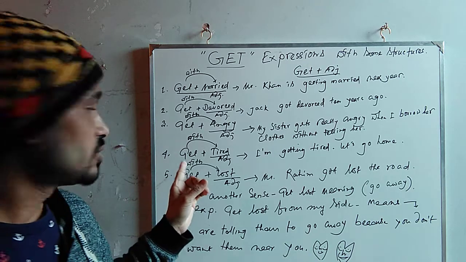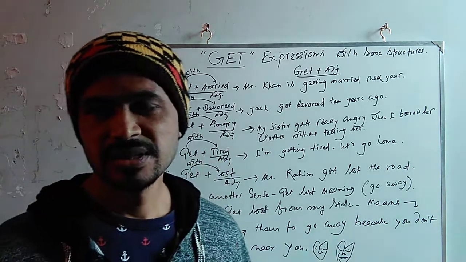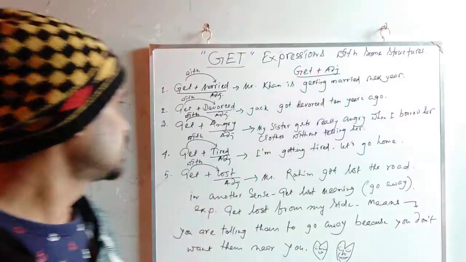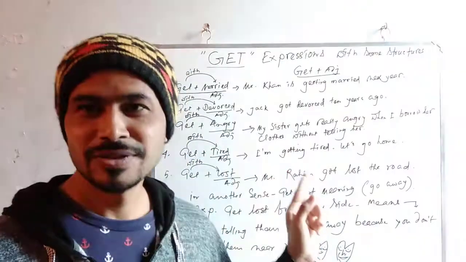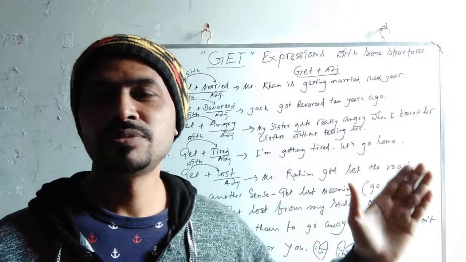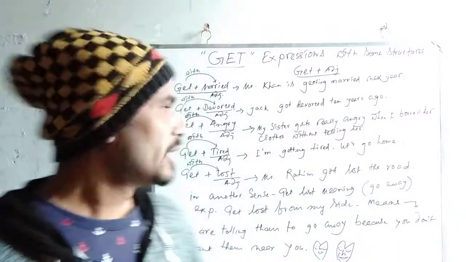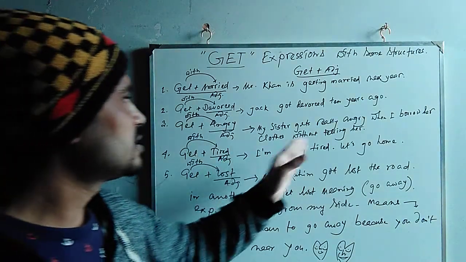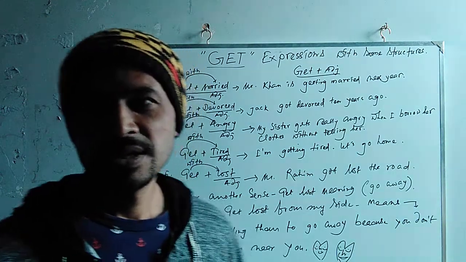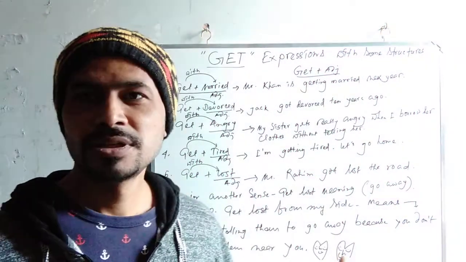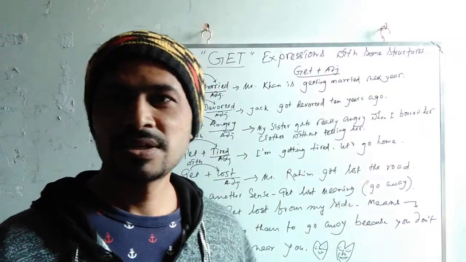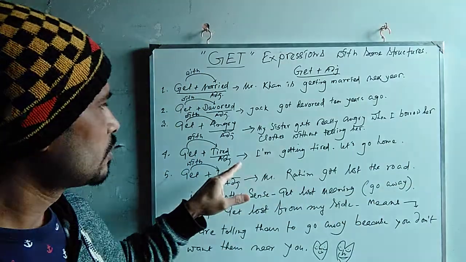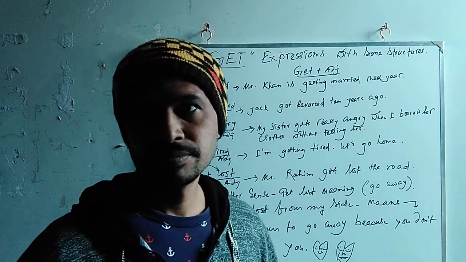So the next sentence would be get tired. Tired is an adjective, and it is a past participle form, and when you use get before a verb, the verb should be in the past participle form. The sentence would be: I am getting tired, let's go home. In another concept, we can understand it as a continuous process. So, I am getting tired, let's go home.